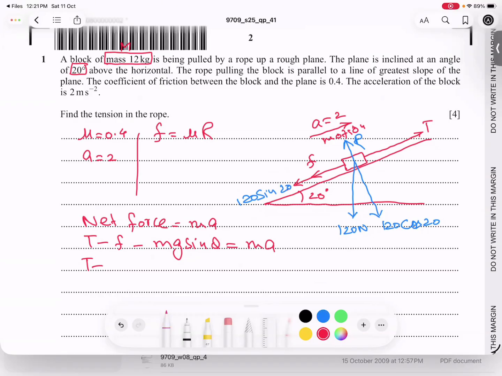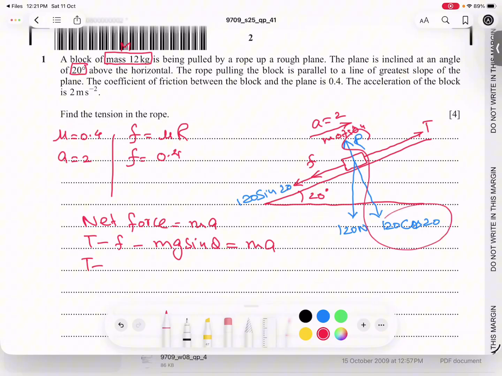Now I am going to find the friction force. What is the friction force is very obvious now. Friction force is mu R, where mu is 0.4 and R is equal to this force, so I write 0.4 into 120 cos 20. Simply type it in the calculator and the value I am getting is 45.105 newtons. This value will come here.